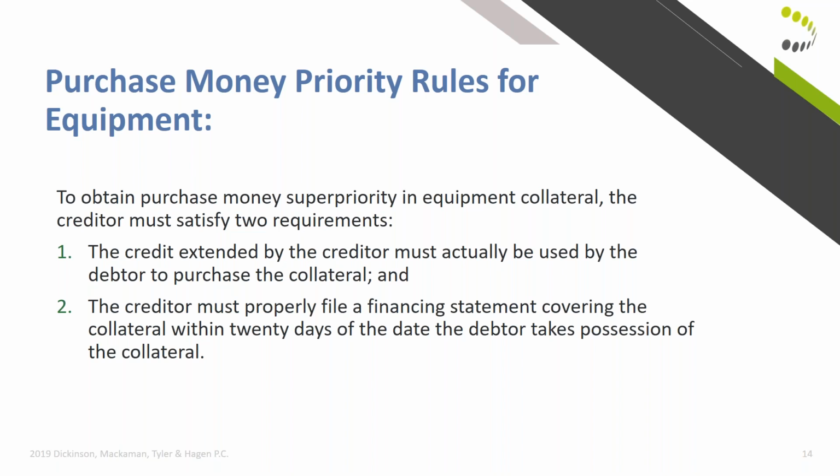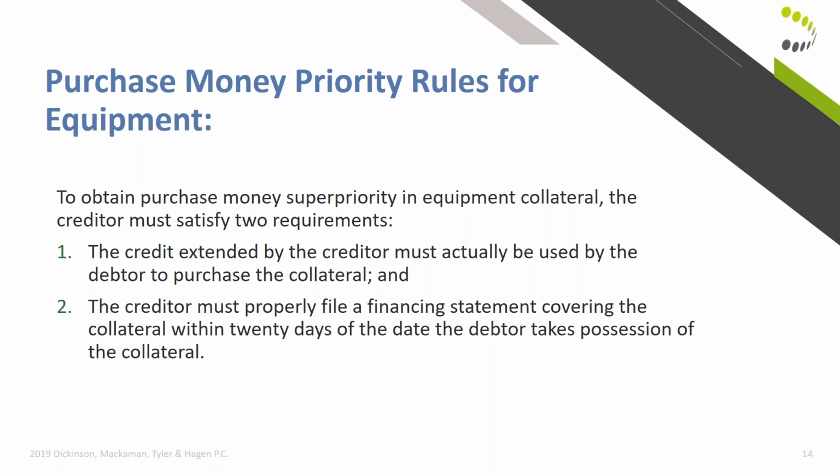So these require a consensual agreement from the debtor to sign a security agreement, whereas everything up until this point was a unilateral, non-consensual lien. This is a consensual lien. However, it also has super priority implications, so I wanted to discuss it in this presentation today.